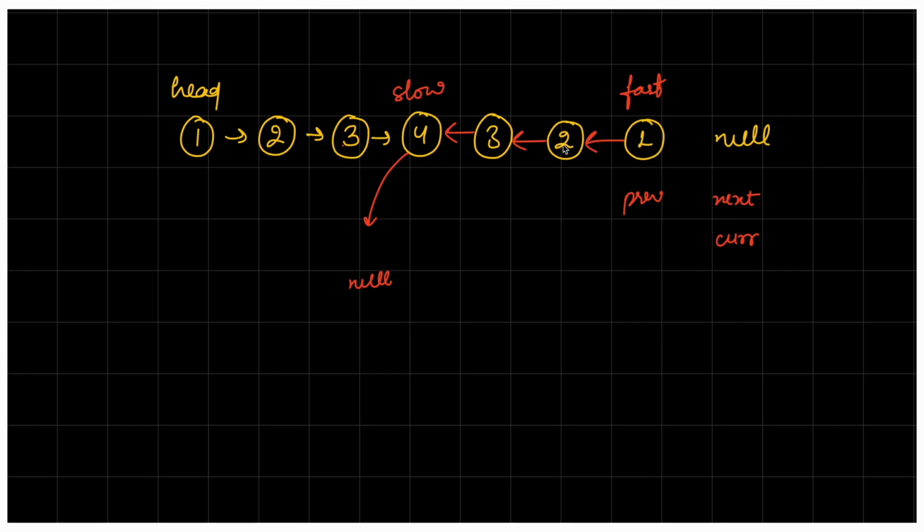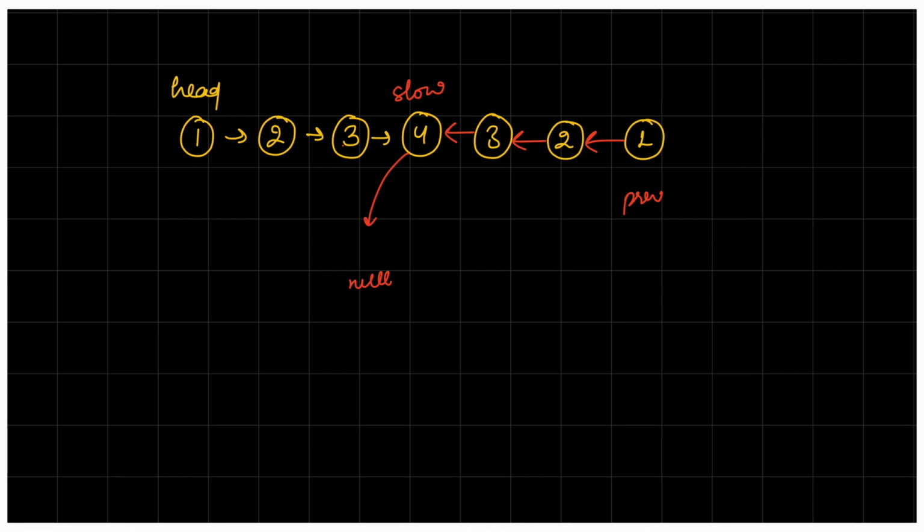Now you can see that 1 is pointing to 2, 2 is pointing to 3, 3 is pointing to 4, and 4 is pointing to null. But this 3 is still pointing to 4. Great. Now let's remove all of that extra stuff. We don't even need fast now.